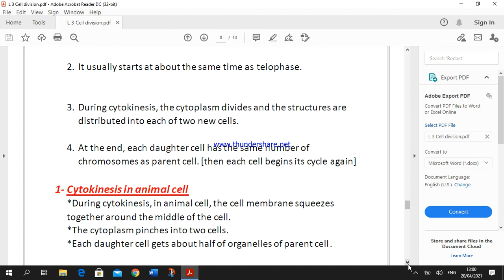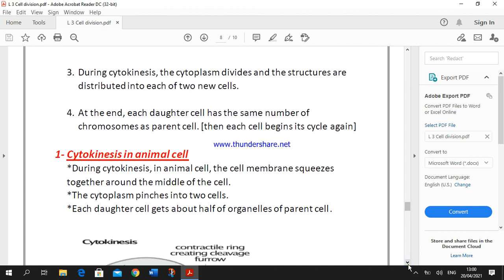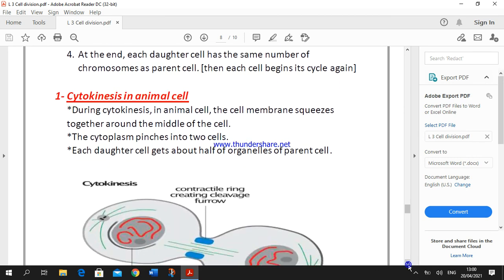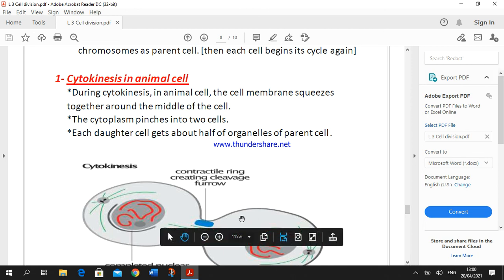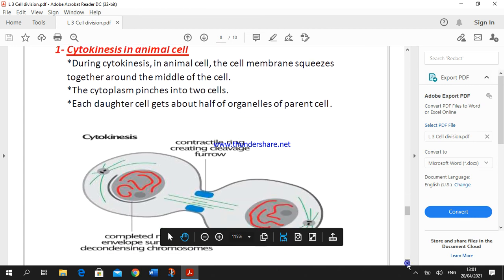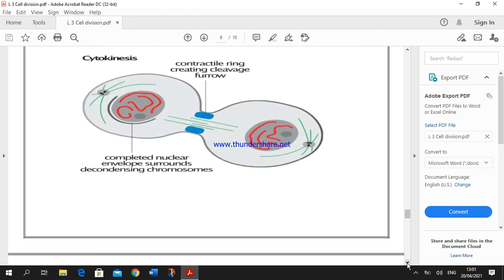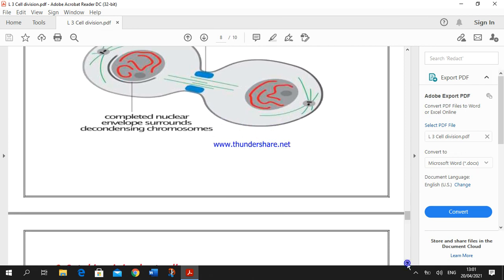Okay? But cytokinesis in animal cells differs from plant cells, where, as we know, the animal cell is surrounded from outside by the cell membrane. The cell membrane is a flexible membrane, so it can squeeze together around the middle, as we see, okay, of the cell. Then the cytoplasm is distributed into 2 cells, and each daughter cell gets about half of the organelles of the parent cell. But cytokinesis in plant cells is different.